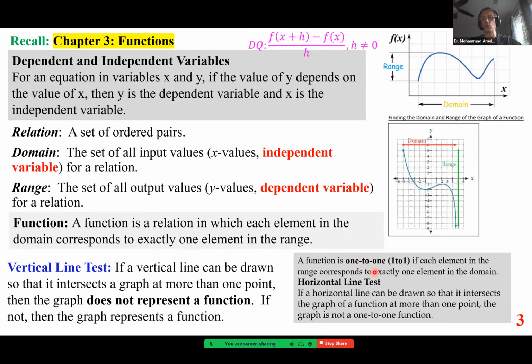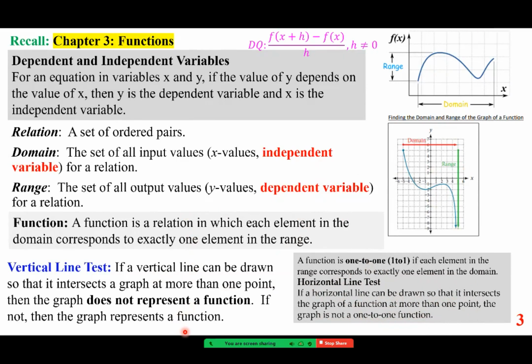A function is one-to-one if each element in the range corresponds to exactly one element in the domain. In other words, not only the x coordinates cannot repeat, now the y coordinates cannot repeat either. And now we're going to use HLT, the horizontal line test. If a horizontal line can be drawn so that it intersects the graph of a function at more than one point, the graph is not a one-to-one function. In other words, you draw a horizontal line. If it crosses more than once, you no longer have a one-to-one function.